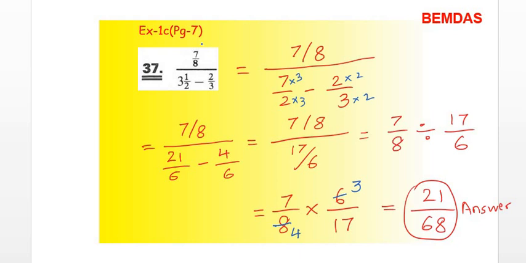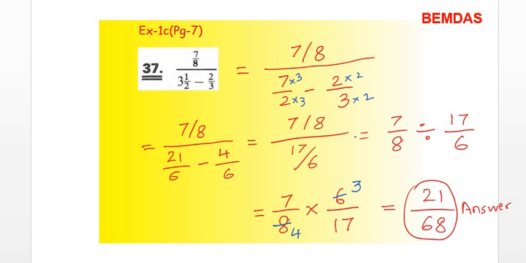7 out of 8, there's nothing to solve with it, so we will keep it 7 out of 8. In the denominator we have a mixed number, and we want to subtract 2/3 from this mixed number, so change it into an improper fraction. To make the denominators exactly the same, we will multiply the first fraction by 3 and the second fraction by 2, and we will get 21 out of 6 minus 4 out of 6. So it's giving us 17 out of 6.